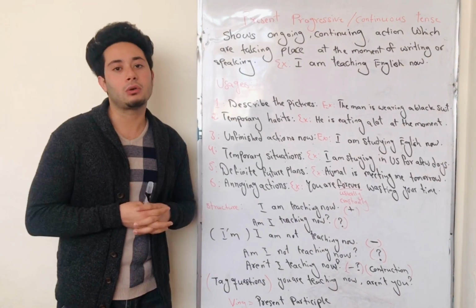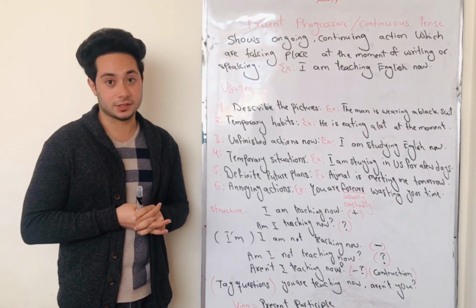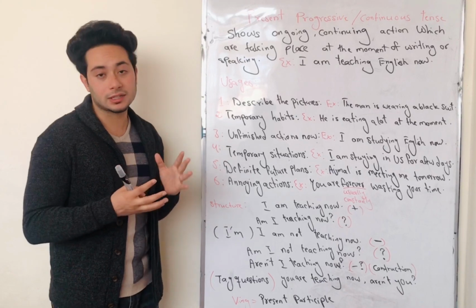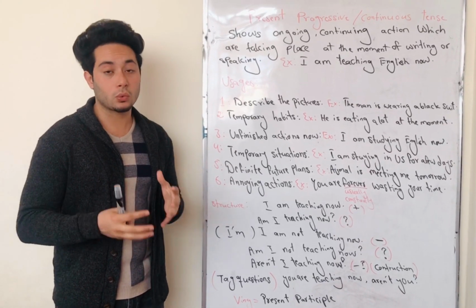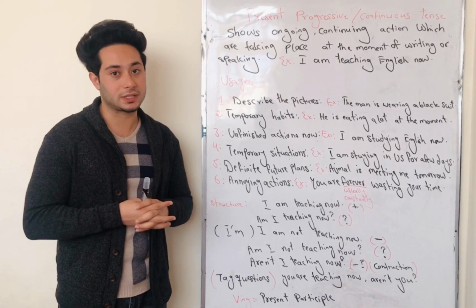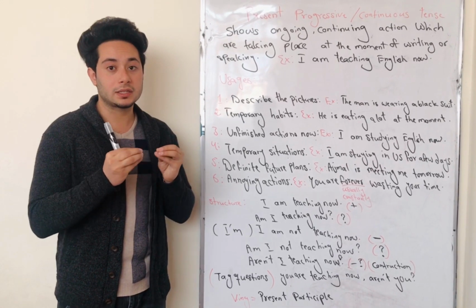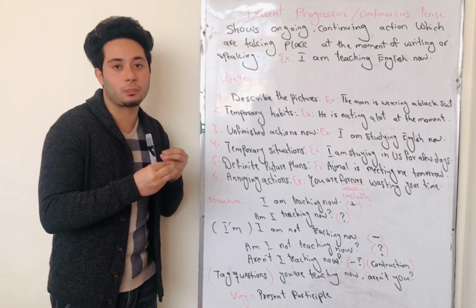Okay, let's talk about the structure of present progressive tense. Till now, we talked about the usage of present progressive tense. We defined present progressive tense, and now we're going to talk about its structure. How can we make a sentence in present progressive tense?